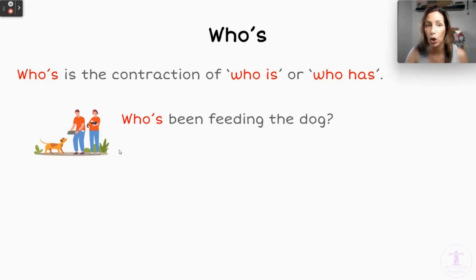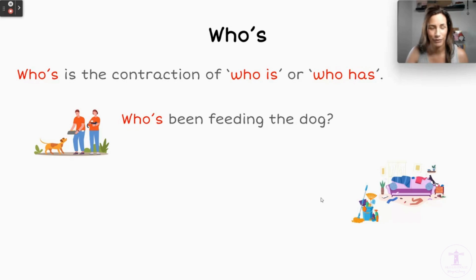Here I can see that who's, the one in red, could be who has been feeding the dog. Who has been feeding the dog? But when you speak in English, sometimes we speak faster, so that's why we would use the contraction. Who's been feeding the dog? Let me say it slower so you can repeat. Who's been feeding the dog? And now a little quicker. Who's been feeding the dog? And now even quicker. Who's been feeding the dog?